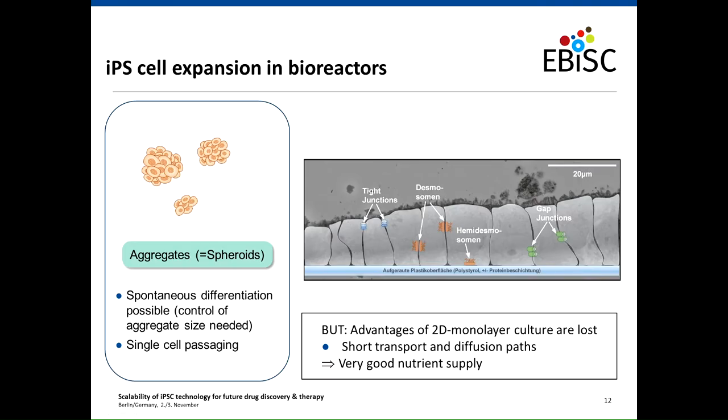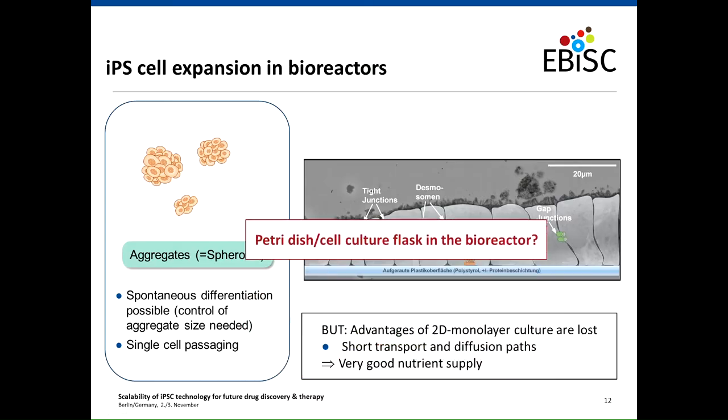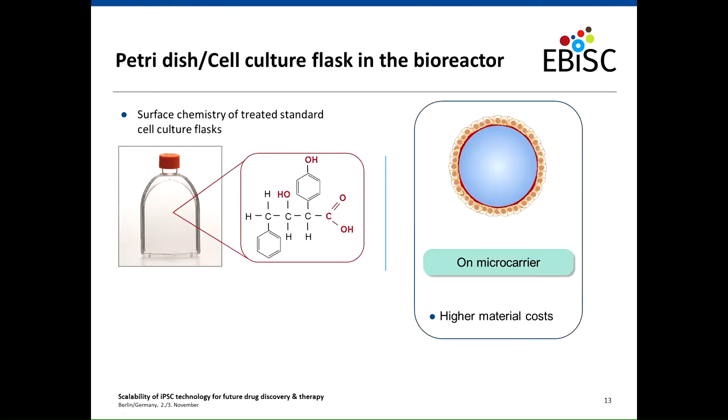But nevertheless, using these kinds of protocols, you are losing the advantages of your standard, established, very well working 2D monolayer culture. That is used in a normal cell culture, using petri dishes, flasks, etc., having only a monolayer with one cell layer, with short transport and diffusion paths, and guaranteeing a very good nutrient supply of the cells. Therefore, our idea was to see if it's possible to bring a petri dish or a cell culture flask into the bioreactor. How could this be realized?